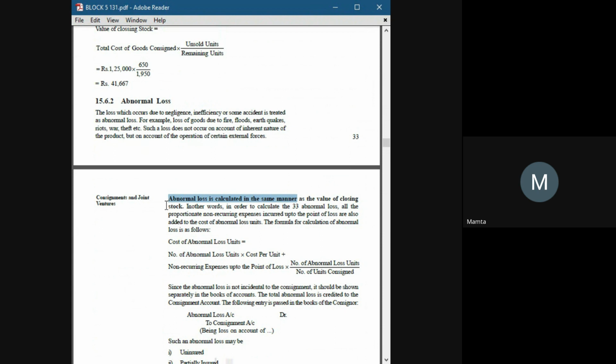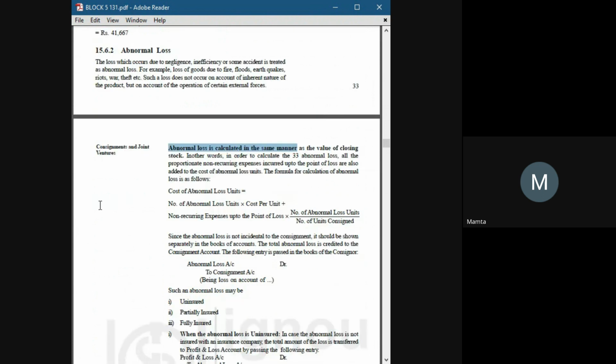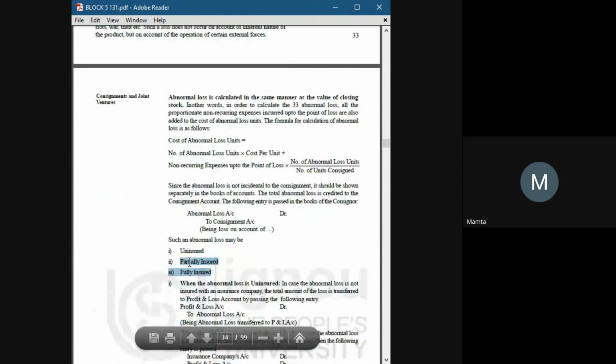But we can insure this abnormal loss. Sometimes we do insurance of our goods, and this insurance can be partial or full. So we have three types: either our goods could be uninsured, or partially insured, or fully insured.